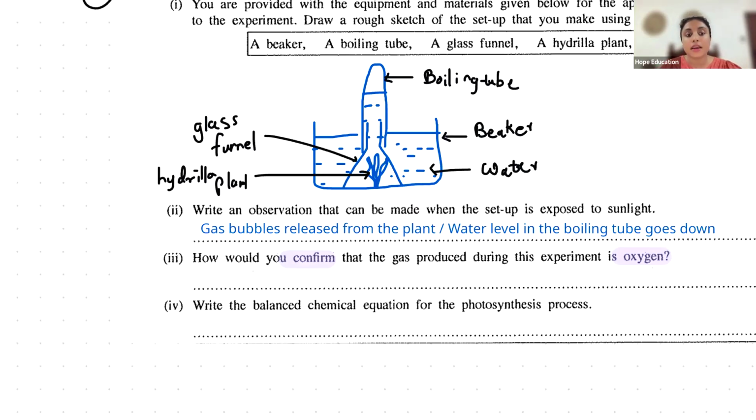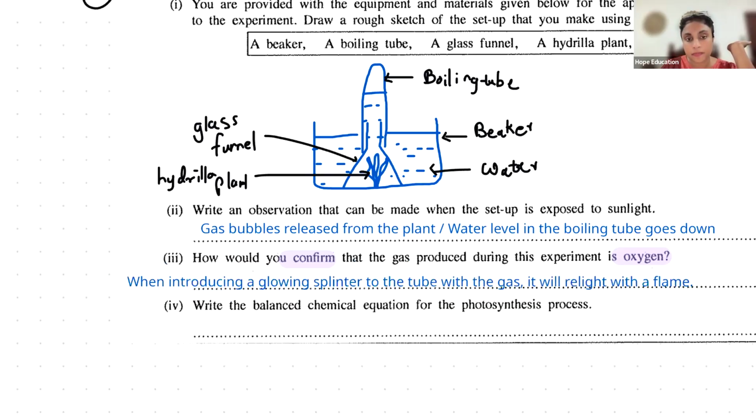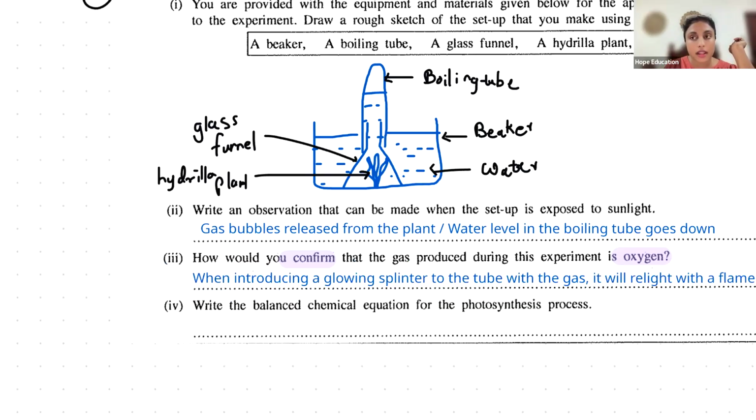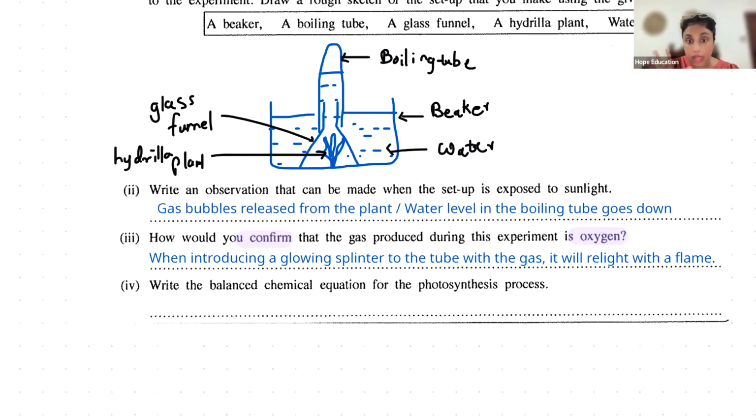So what you do is introduce a glowing splinter to the collected gas. When introducing a glowing splinter to the tube with the gas, it will relight or reignite with a flame. If your answer has a meaning like this, you will get marks. When doing past paper questions, if you just write glowing splinter test, the answer is correct but not enough. Writing only that you introduce a glowing splinter to the tube with the gas is also not enough. To confirm oxygen you must write the observation: it will relight or reignite with a flame.